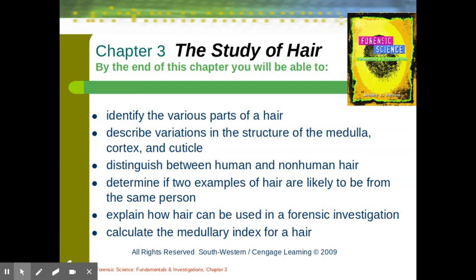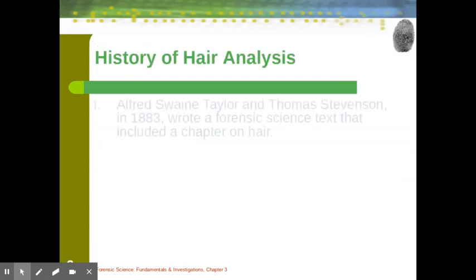Let's talk about the study of hair. There's the overview of what we're going to learn: parts of the hair, different structures, the medulla, the cortex, the cuticle. We're going to learn how they distinguish between human and non-human, give some examples from the same person, how they might be different, explain how we use them in forensic investigations, and talk about a medullary index. So let's get going here.